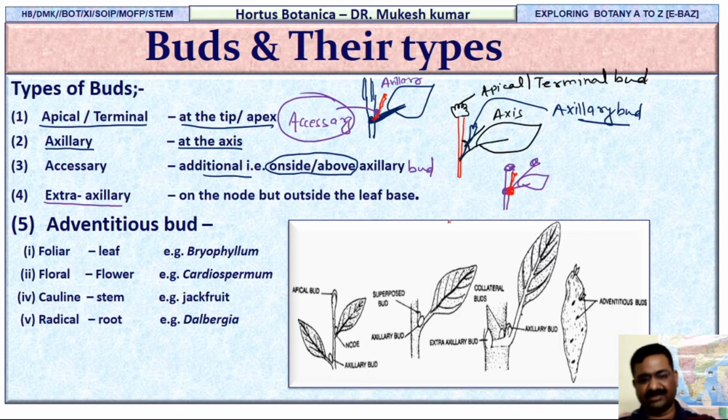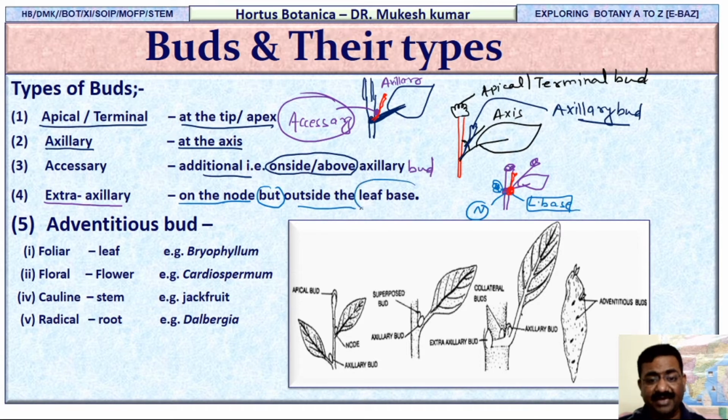But it might be possible that on the node we may get another bud on this side, outside of this leaf base. This is the leaf base. So outside of this leaf base there may be a bud. So bud on the node, but mind well, on the node, this is the nodal position. Okay, but outside the leaf base, this is the outside position, and this very condition is called extra-axillary bud.